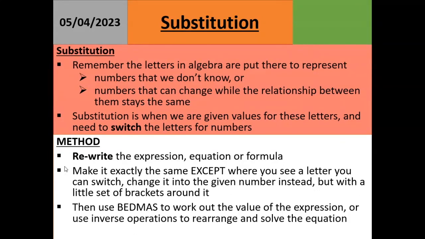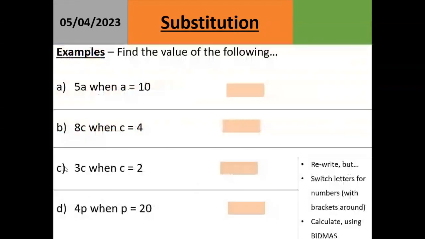So the method we're going to use is we're going to rewrite the expression, equation, or formula, make it exactly the same, except where we see the letter, we're going to switch it to the given number. So we're going to be given a formula with letters, and then on the side, usually it says, let A be this and B be this. So we're going to switch the numbers for the letters, and then we're going to put brackets around it, and then we're going to follow with our BEDMAS to work out the value of the expression. So that's the method. We rewrite it, put in the new numbers with brackets, and then we use BEDMAS to solve the equation. So we're going to look at some simple examples first.